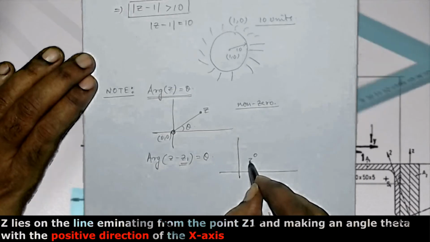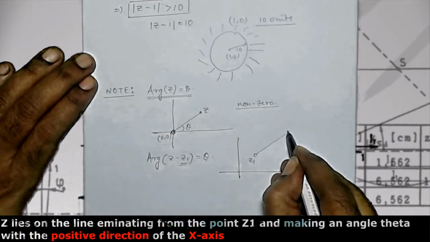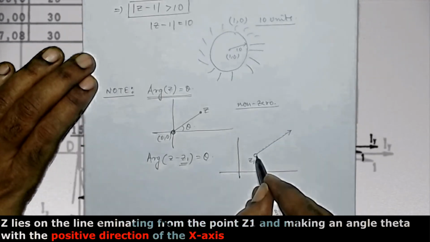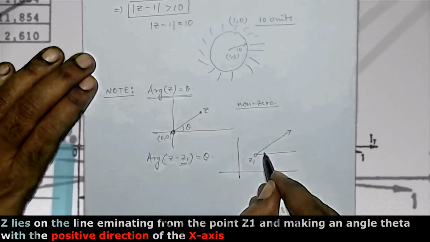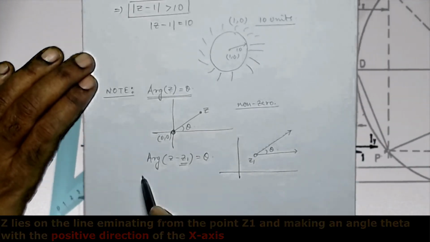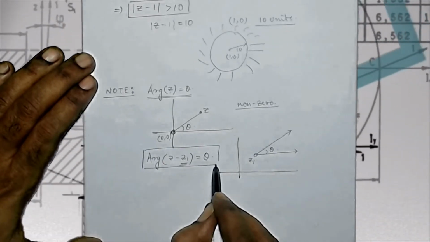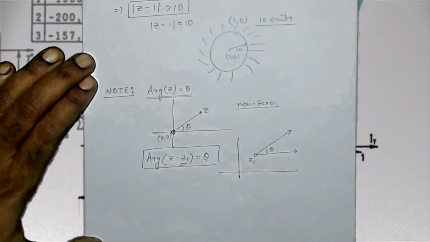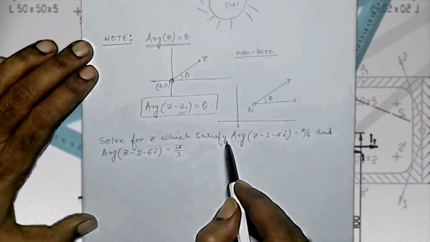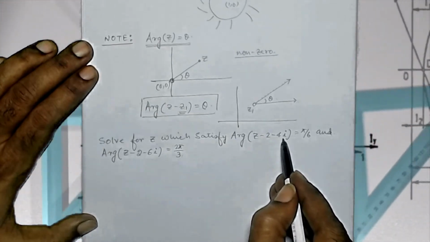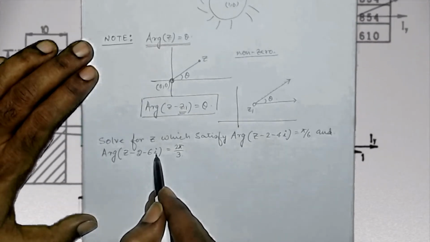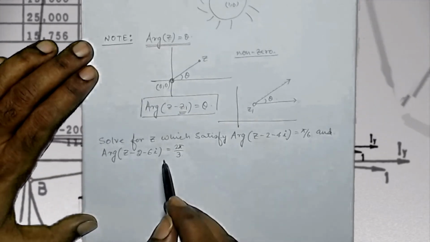Suppose this point is z1. So a ray emanating from this point, your z can lie anywhere on this line. And this line is making an angle theta with the positive direction of the x-axis. That is exactly what argument z minus z1 equals theta represents. Is it clear to us? Let us take a problem based on this. Solve for z which satisfies argument z minus 2 minus 4 iota is pi by 6 and argument z minus 2 minus 6 iota is 2 pi by 3. We have to solve this.